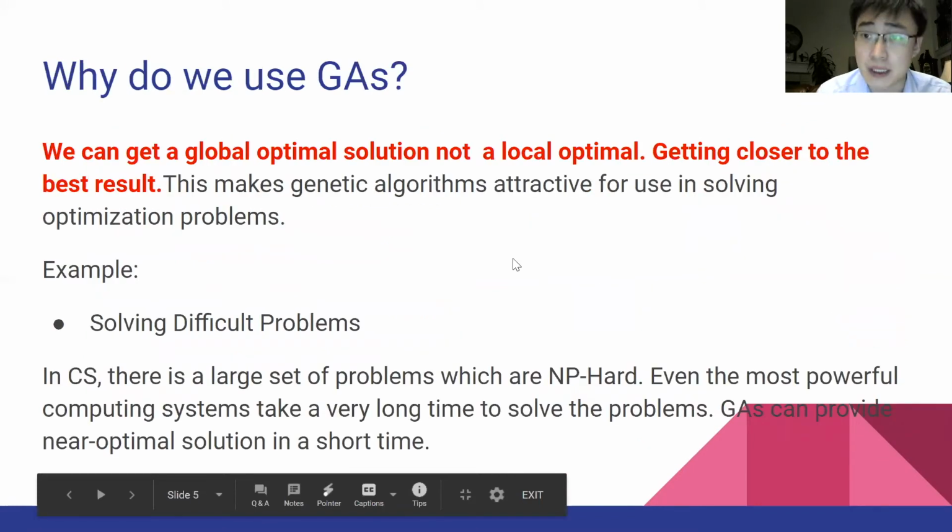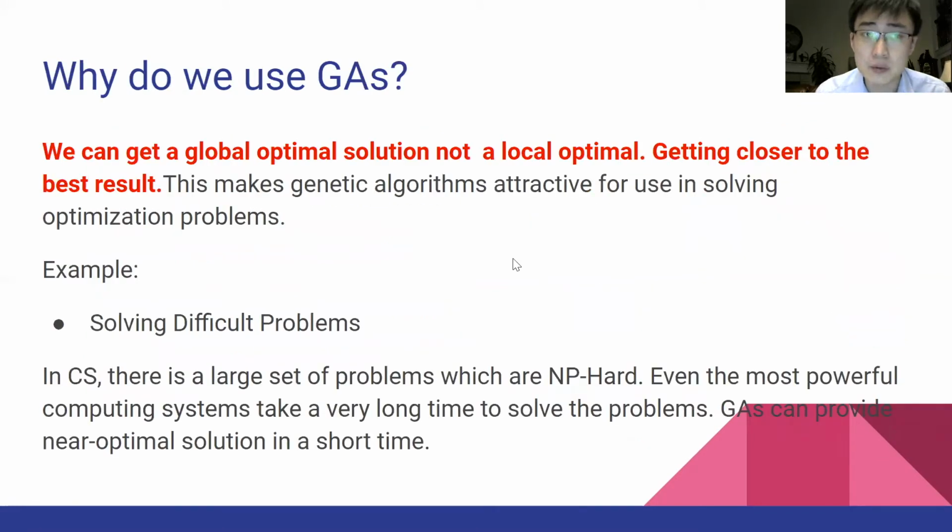Why do we use GA? I think the main reason we use GA is we can get a global maximum solution and not a local maximum solution. We can get closer to the best result. This makes the genetic algorithm attractive for use in solving optimization problems.